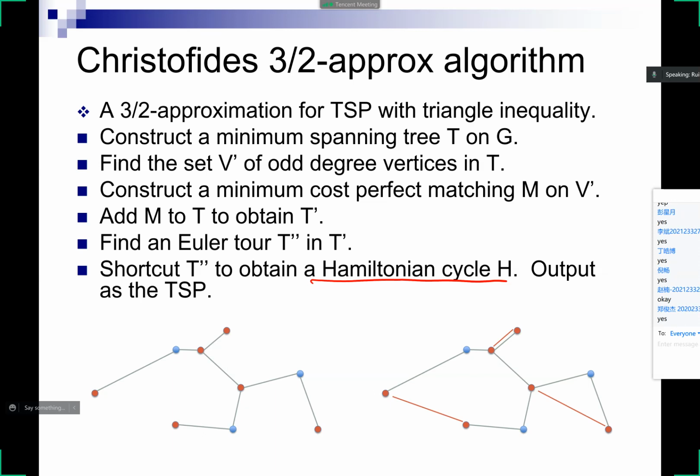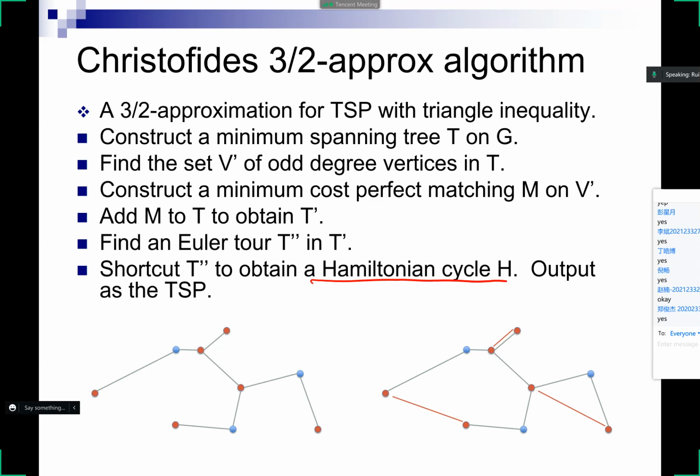The reason for this is that if you look at a graph and you add up the degrees of all the nodes, you're going to end up counting every edge twice. And so that means that the sum of all the degrees is going to be an even number. Now, if you look at all the nodes, some of the nodes have even degree, some of the nodes have odd degree.